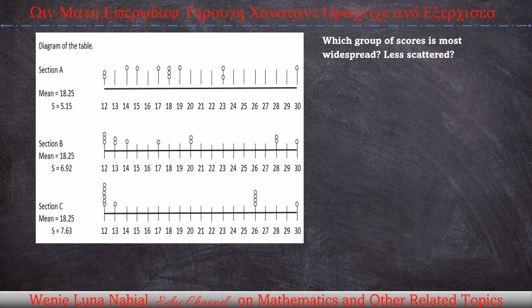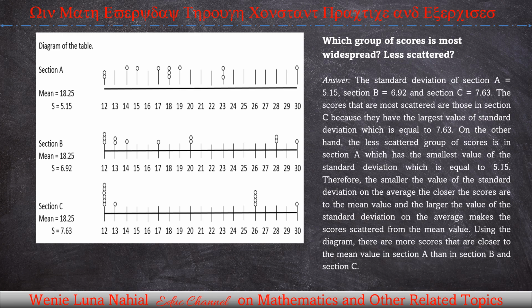Which group of scores is most widespread or less scattered? So we have to use the standard deviation. Section A is 5.18, section B is 6.92, section C is 7.63. So the scores that are most scattered are those in section C. Section C has the highest standard deviation.